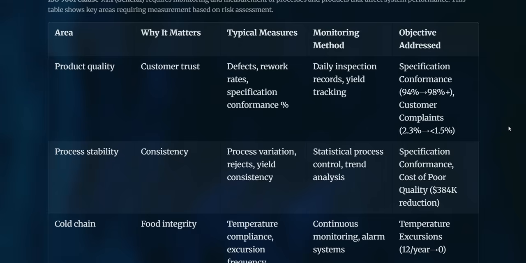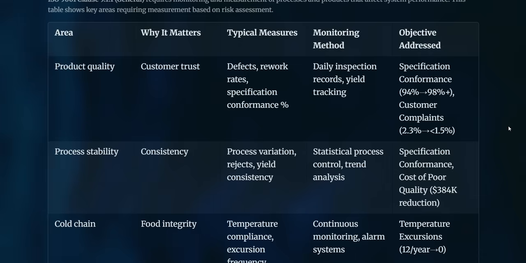The second area is process stability. Why it matters here is consistency, and the typical measurements include process variation, rejection, and yield consistency. The monitoring methods here include statistical process controls and trend analysis. The objectives we are addressing with process stability include specification conformance and cost of poor quality reduction.